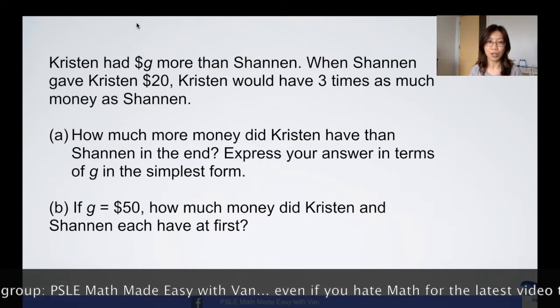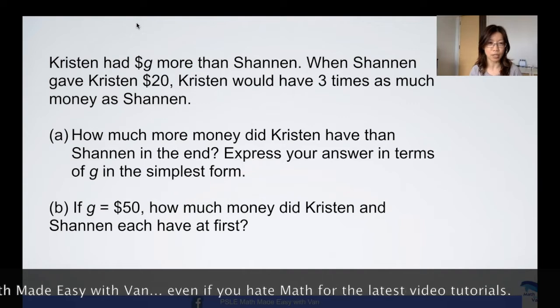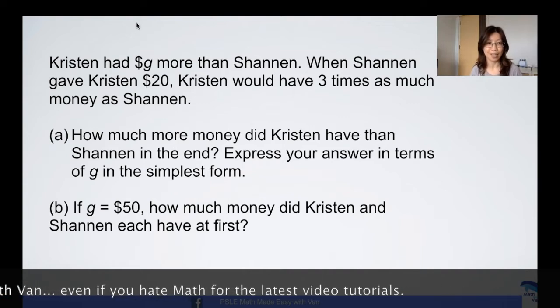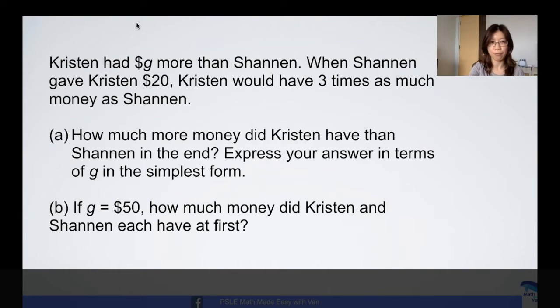Kristen had $G more than Shannon. When Shannon gave Kristen $20, Kristen would have 3 times as much money as Shannon. Part A. How much more money did Kristen have than Shannon in the end? Express your answer in terms of G in the simplest form. Part B. If G equals $50, how much money did Kristen and Shannon each have at first?